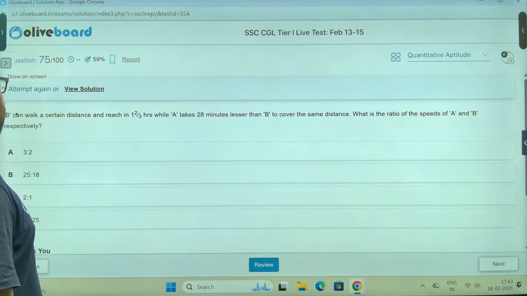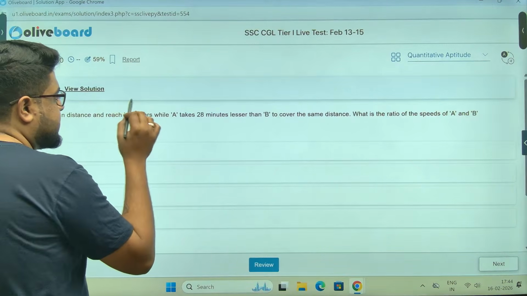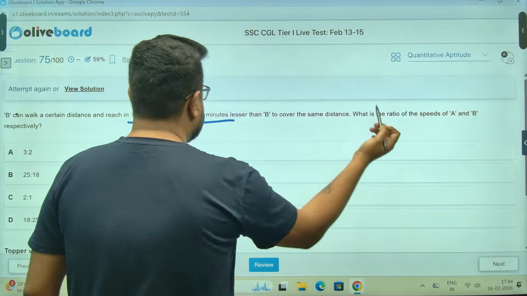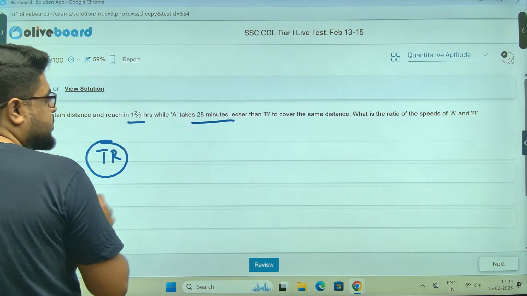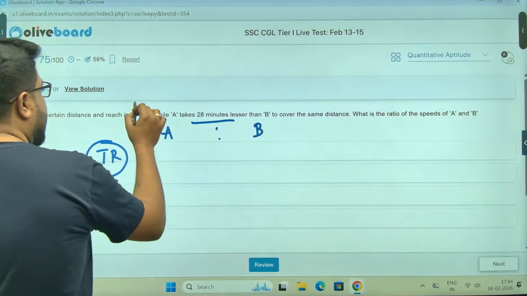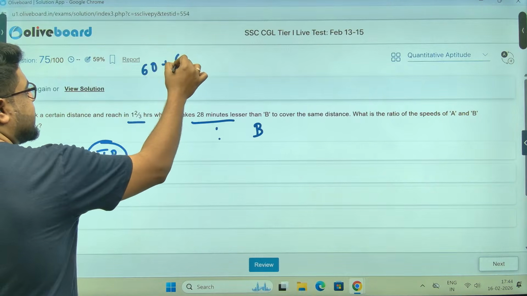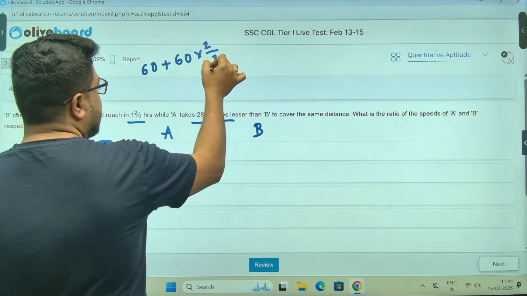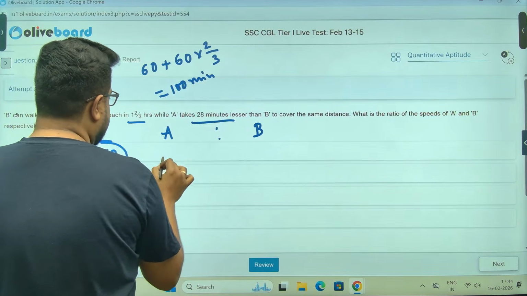Sir, last one. B can walk a certain distance in these many hours, while A takes this much less. Acha, ratio. Sir, time ratio, if you can find, so speed ratio will be the opposite. So let's figure out how much time. 1 whole 2 by 3 hours. 1 hour meaning 60. 2 by 3 hours meaning 60 into 2 by 3. So that is 40 minutes, meaning 100 minutes.